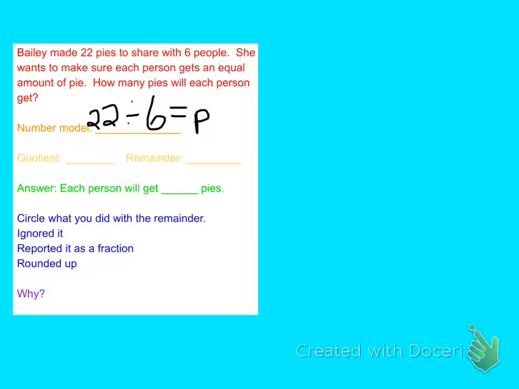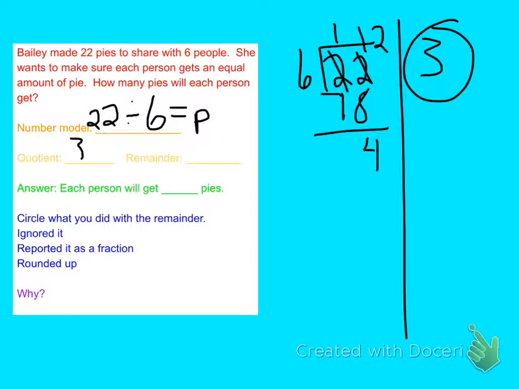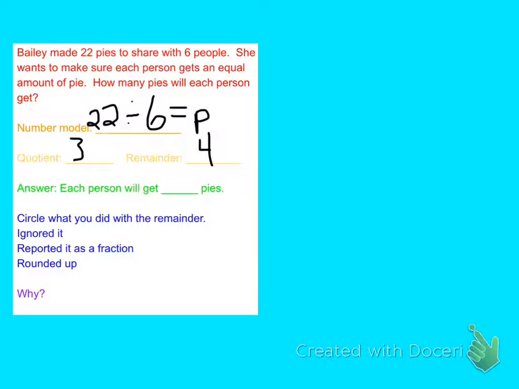Okay, now we're actually going to divide, which you guys are getting really good at. 22 divided by 6. I know that 6 can go into 22 3 times. 6 times 3 is 18. And I'm going to subtract. And I get 4 as my remainder. So my quotient back over here is 3. My remainder is 4.